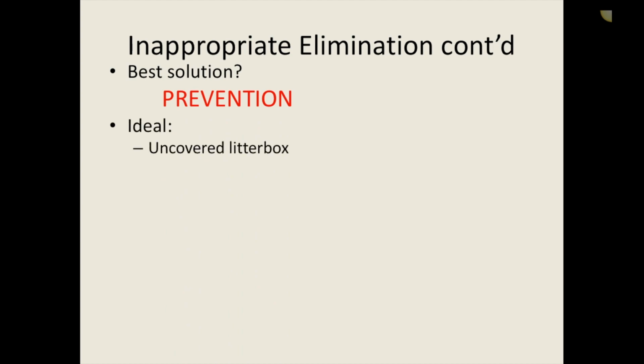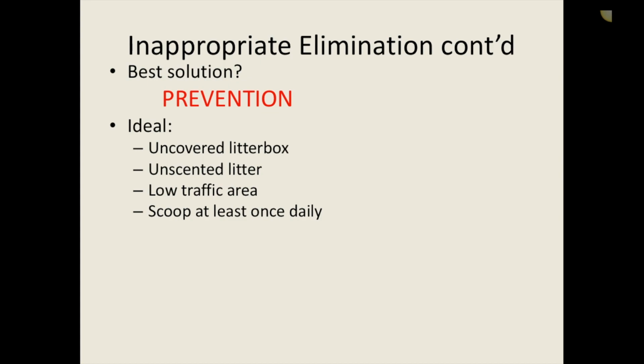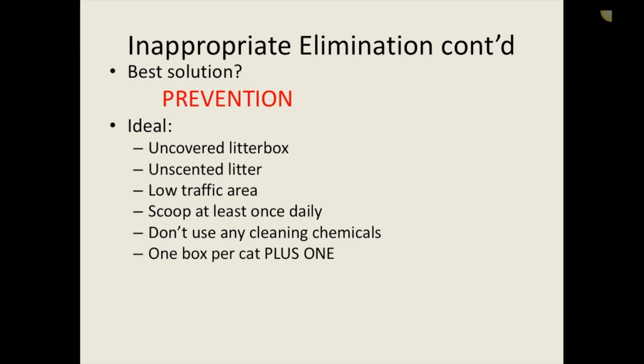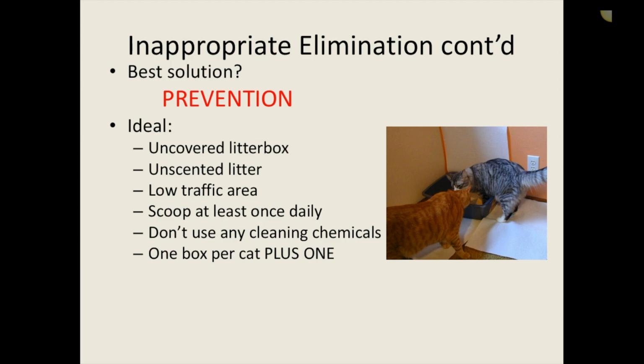So the best solution for inappropriate elimination is prevention. So ideally an uncovered litter box, unscented litter, and it should be clay, scoopable litter, in a low traffic area, nice and quiet. Scoop at least once daily, and don't use any major cleaning chemicals when you're cleaning the box. One box per cat plus one, as I mentioned before.